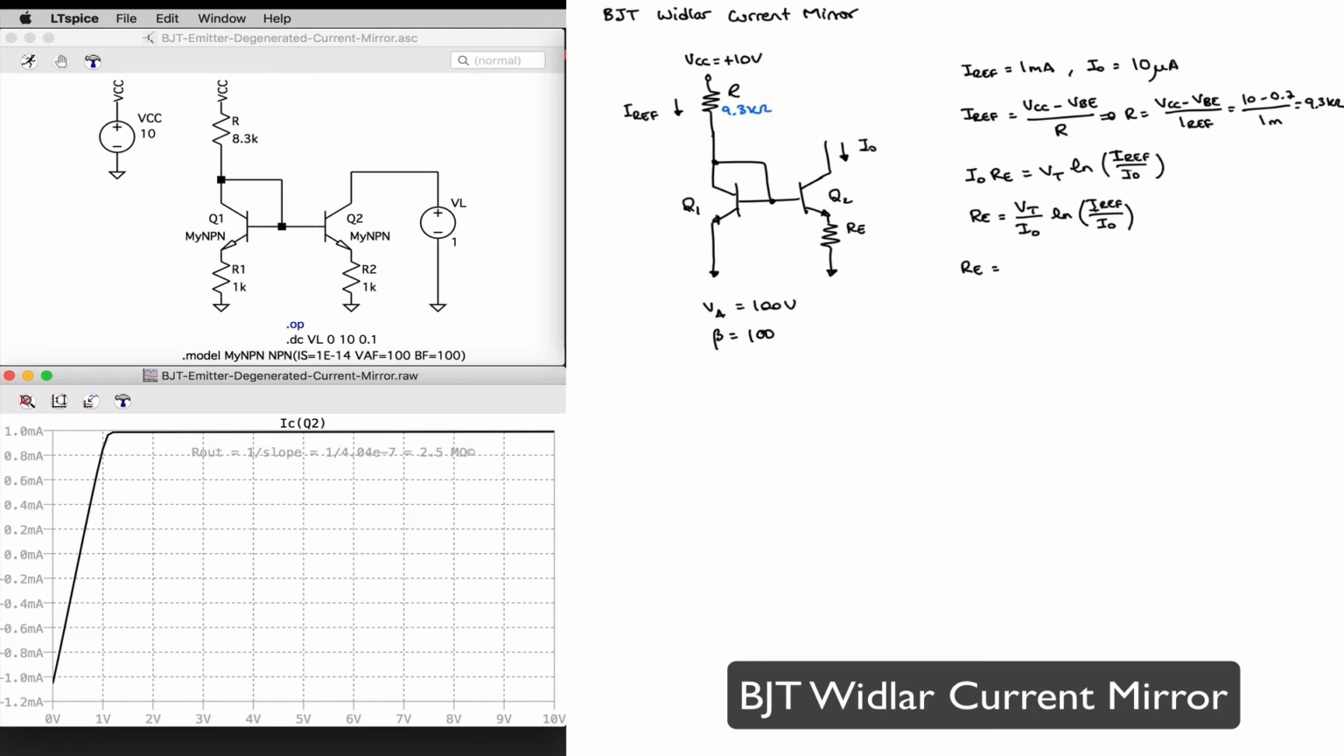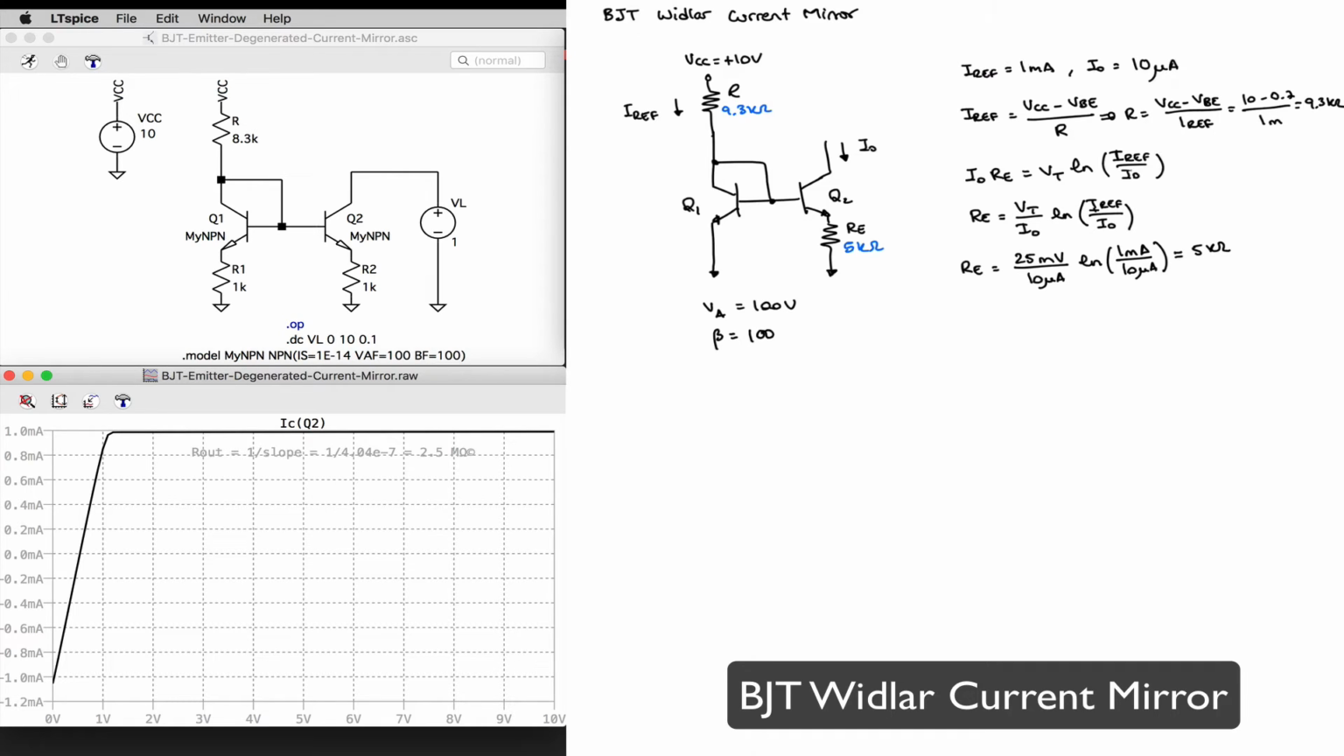Or 25 milli for the thermal voltage divided by 10 microamps for I out, natural log of 1 milliamp divided by 10 microamps. And this gives me around 5 kilo ohms for RE. All right.